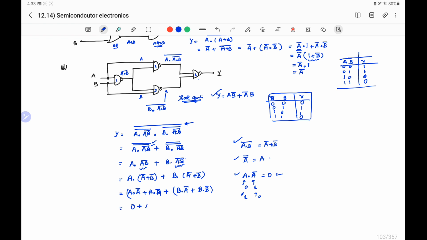Or A and B bar, or B and A bar, and this B dot B bar again is 0. And we know the property that 0 or A will be A. That means it will be A and B bar or B and A bar. This is the output of the exclusive OR gate.